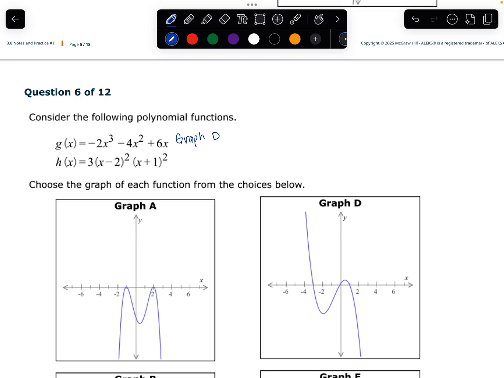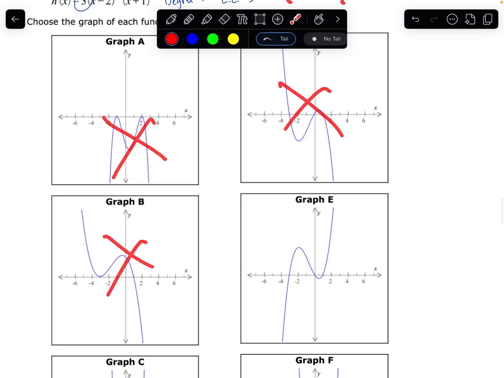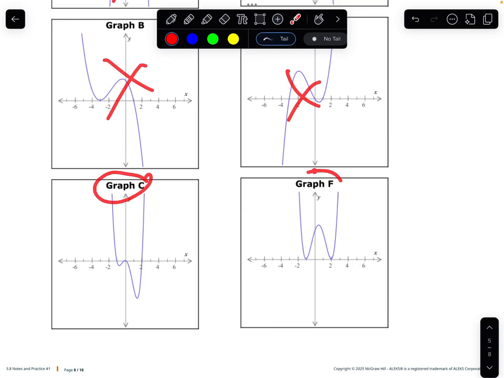All right, for h of x is equal to 3 times (x minus 2) squared times (x plus 1) squared. So if I count the degrees, this factor is squared, this factor is squared. And if I add the degrees, I can tell you that the degree here is 4, and the leading coefficient is 3. So it's positive. So degree 4, which is even, leading coefficient is positive, so both ends have to be going up. So it's not A since both ends are going down, it's not D, it's not B, it's not E, so it's either C or F since both of these ends are going up on the left and on the right.